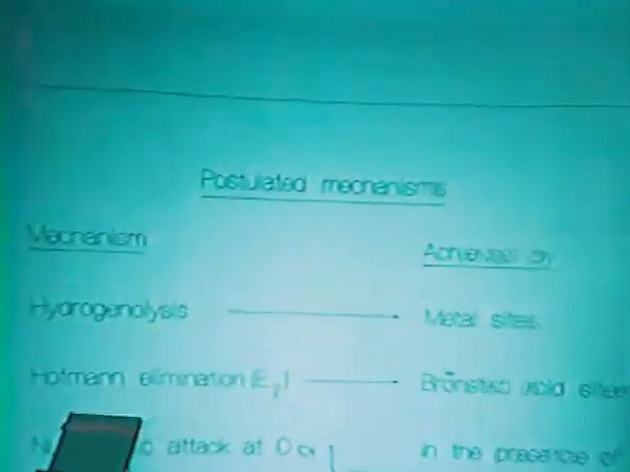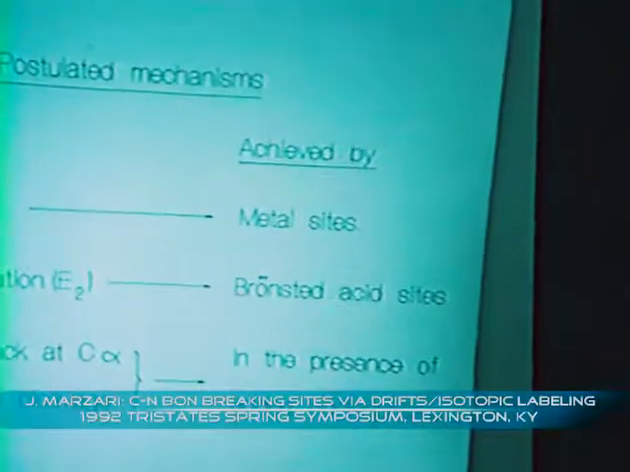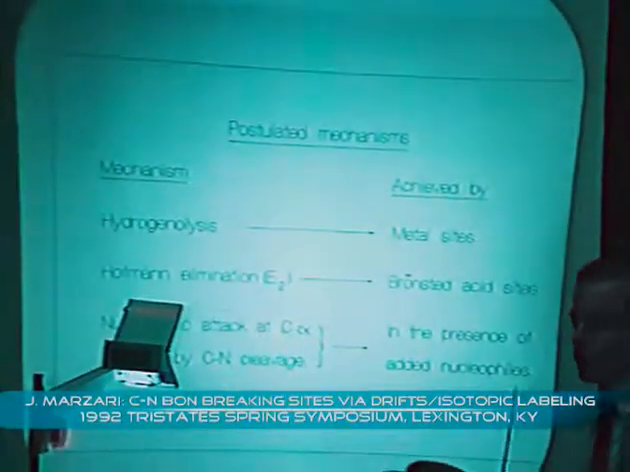Now, let's see which mechanisms have been postulated and proved so far, and there are three. First of all, hydrogenolysis, which is thought to occur in the presence of metal sites. Hoffman elimination by E2, thought to occur also in the presence of Bronsted acid sites and Lewis basic sites, and the nucleophilic attack at the alpha carbon followed by carbon-nitrogen cleavage. That is also thought to occur in the presence of other nucleophiles. Now let's go deeper into the mechanisms.